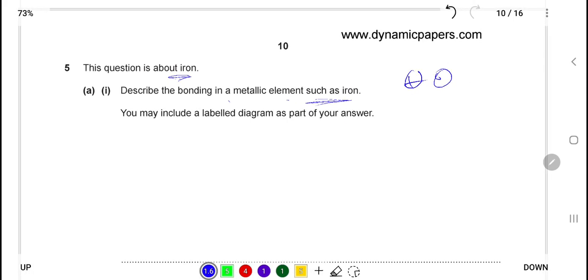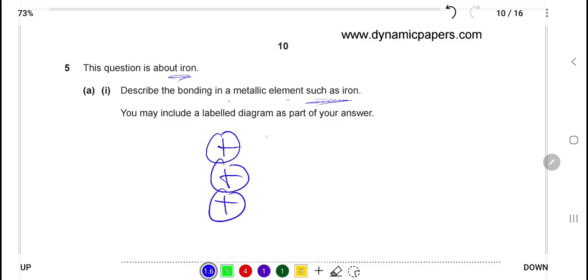It's like positive charges. It's not a compound, it's not bonded with any negative ions. We don't do that, it's wrong. You may include a labeled diagram, so you can use it to explain. You have plus plus plus, just like the normal ions, right?